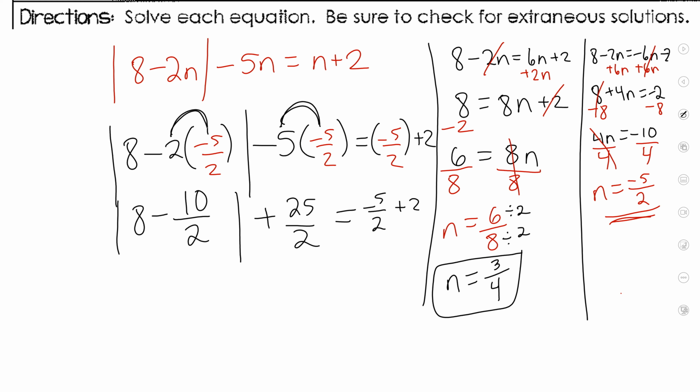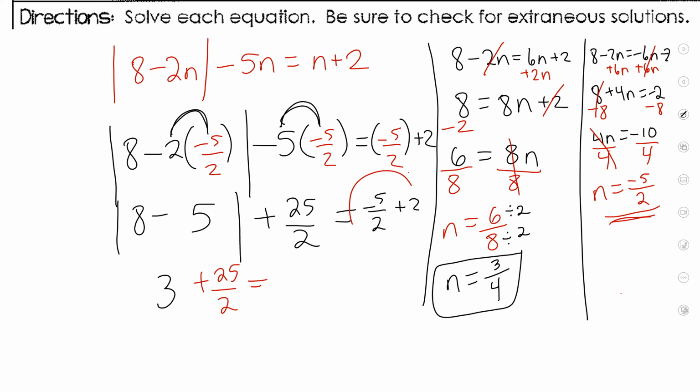Okay, so now we got to deal with these fractions. Well, first of all, 10 divided by 2 is just 5. So I can erase 10 over 2 and just put a 5 there. This is just 5. And 8 minus 5 is 3. And the absolute value of 3 is just 3. So I can get rid of these bars. And then I'm going to add 25 halves.